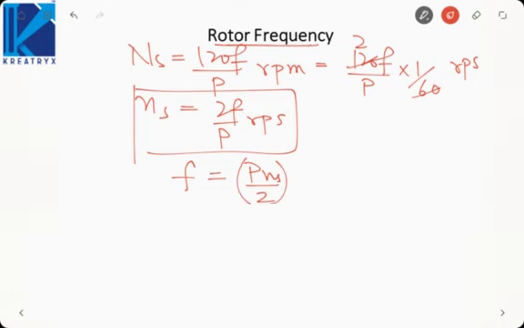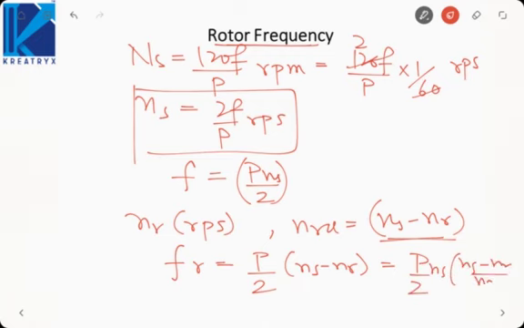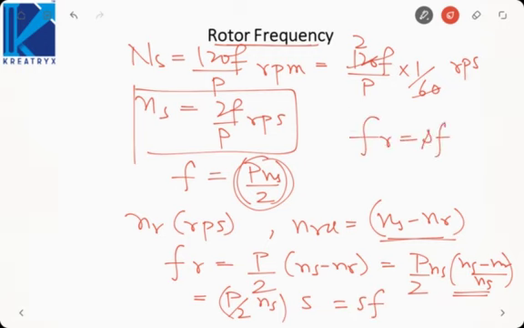Now, when the rotor is rotating at a speed nr RPS, then relative speed will be ns minus nr. This is the relative speed of the stator magnetic field with respect to the rotor. At this speed it is cutting the rotor conductors. So we can say rotor frequency will be P by 2 into (ns minus nr). So this will be P by 2 ns into (ns minus nr) by ns. This is the definition of slip, s. P by 2 ns is f. So s into f. So the rotor frequency is always equal to slip multiplied by stator frequency.